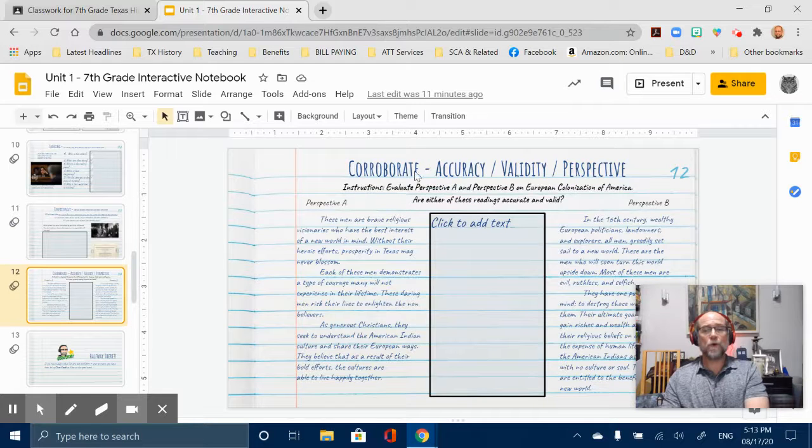The next thing we have is corroborate: accuracy, validity, and perspective. These are 2 different perspectives on the colonization of America. Read them. The question is, are either of these readings accurate and valid? They could both be accurate and valid, only one of them could be, or neither of them could be. You could tell me what you think and give me an answer. Again, I'm soliciting what you think about it, so there's no quote unquote wrong answer here. The only wrong answer is to not answer the question.